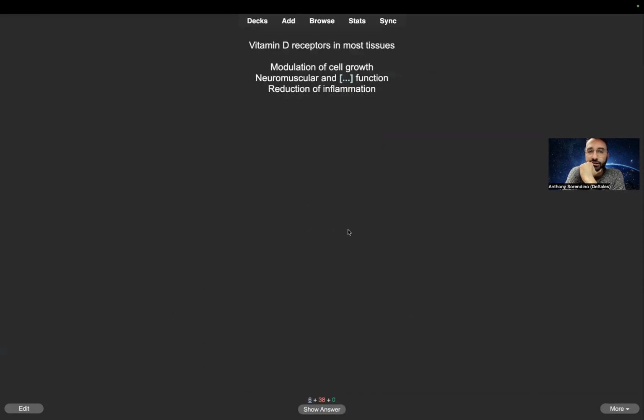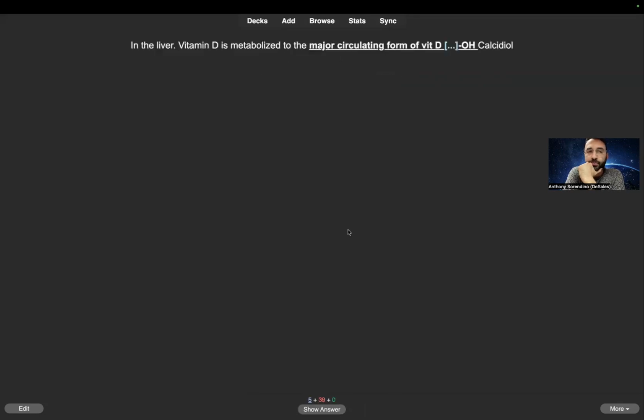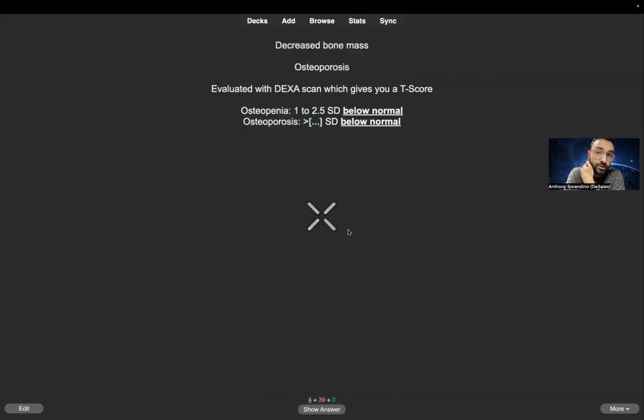Neuromuscular and blank function, I don't know. Nervous system, immune. The major circulating form in the liver is 25-OH. Osteoporosis is greater than 2.5. So that's going to be an important number.